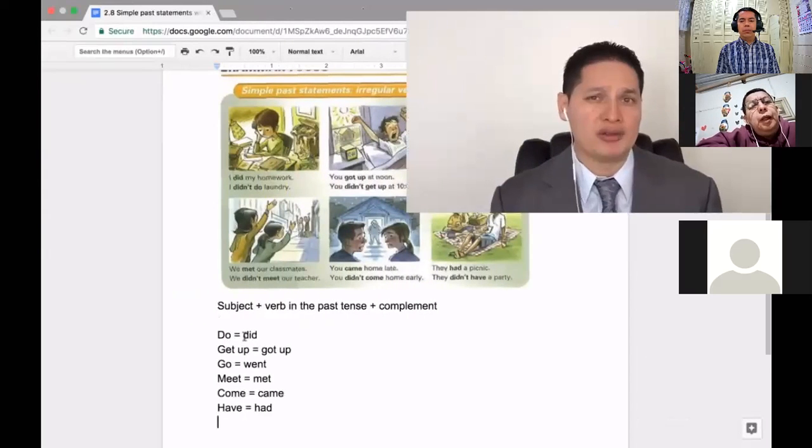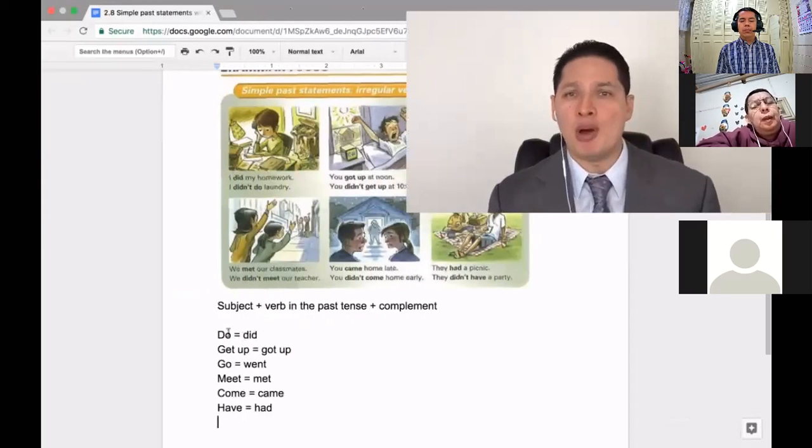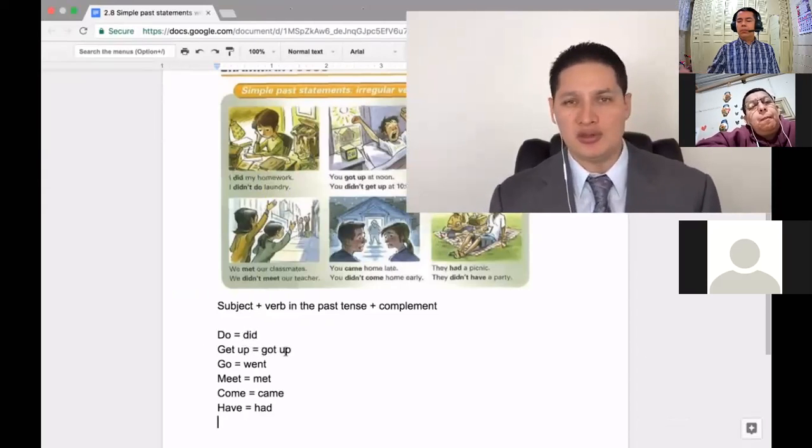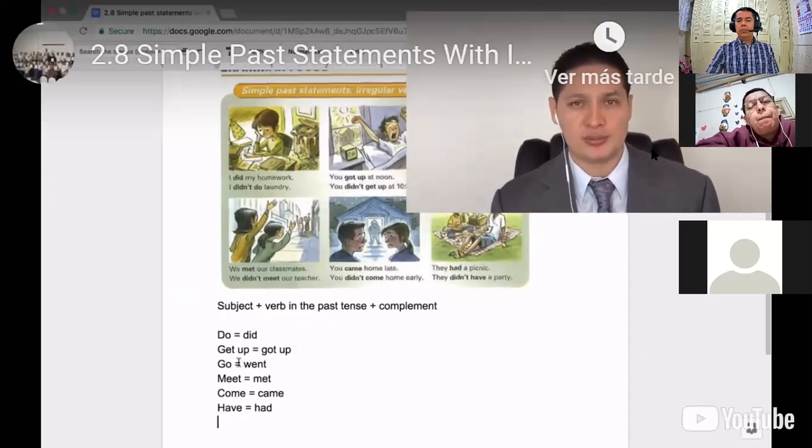Now it's your turn to practice. I would like for you to make positive and negative statements using these irregular verbs. After you finish this activity, share your work in our discussion forums.